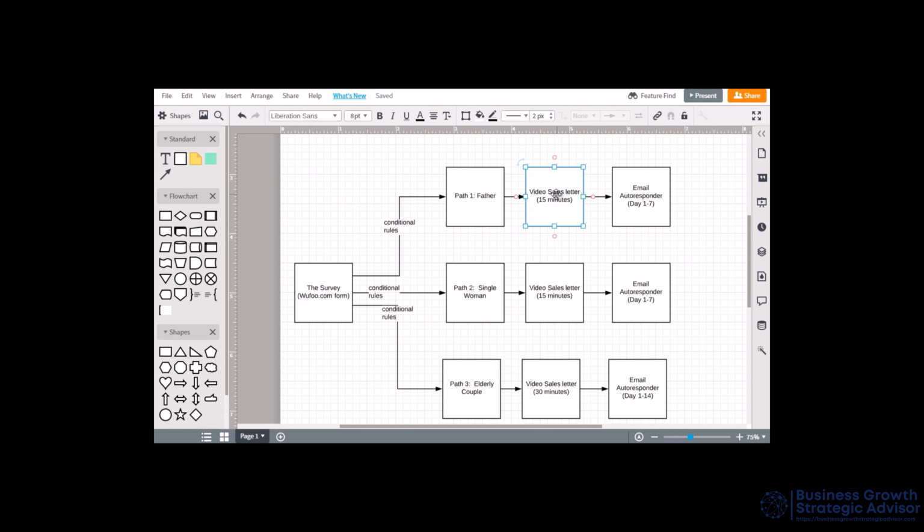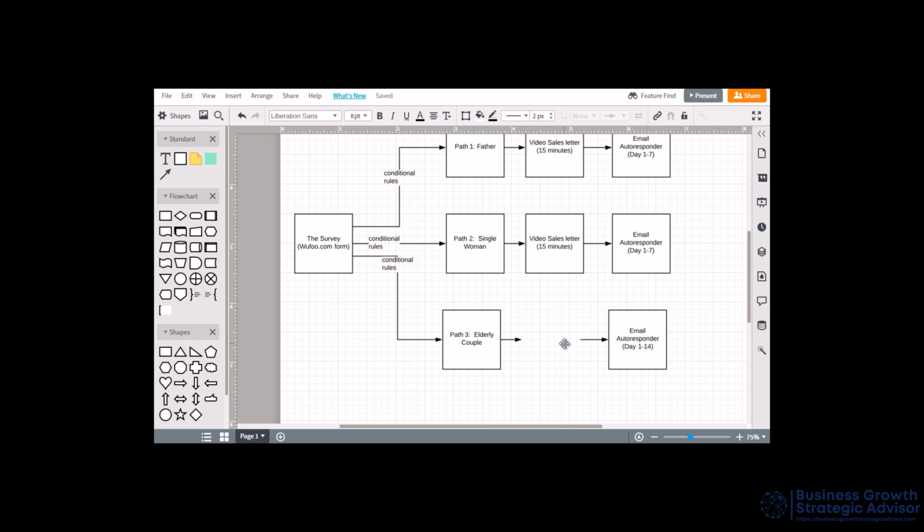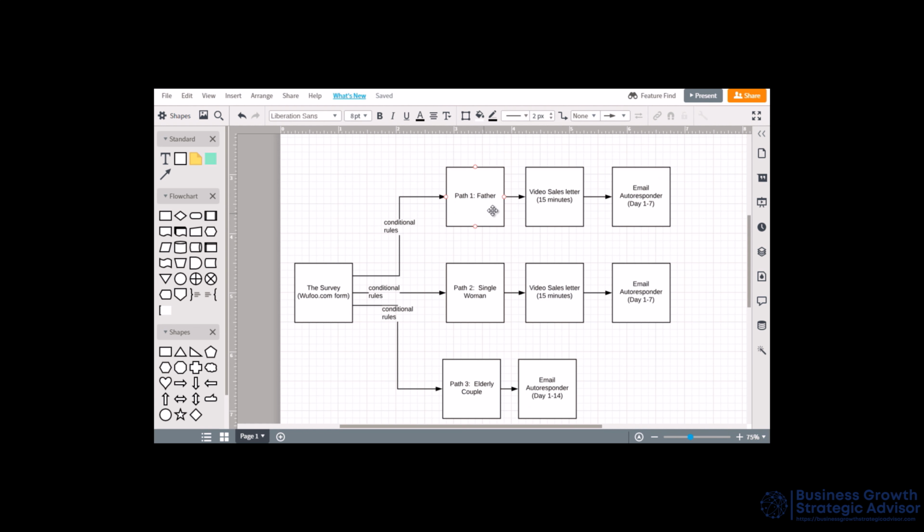Now, you don't necessarily need a video sales letter all the time. Sometimes you might do enough research that you realize they don't need a video sales letter, and you might think, okay, the elderly couple, they just want really good information first. They don't really want the video sales letter, and they like text or something. So that way you can customize it based on that. Now, like I said, in terms of implementation, wufoo.com has conditional rules, and based on the questions that they answer, you can either ask them another question that is only revealed if they show that they are the father or the single woman or married woman or elderly couple.